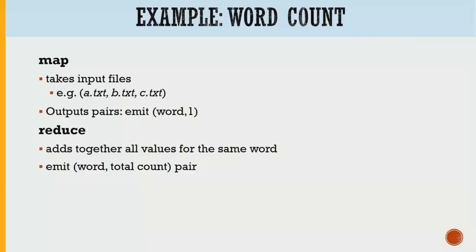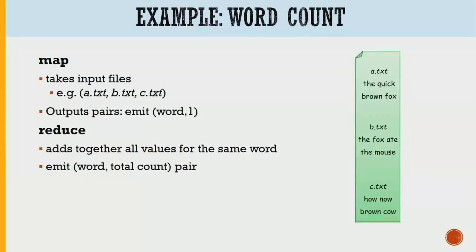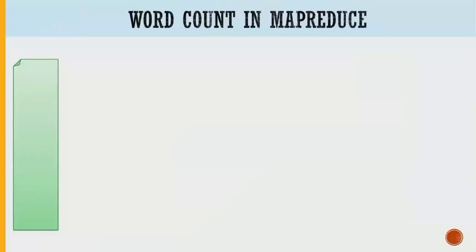So in this case, given this problem statement, the key actually is the word, so that I can iterate across all those files and say how many times that word appears. For example, these are the 3 files. The first file has the words the quick brown fox, the second has the fox and the mouse. It's random text, and now we want to count how many times the appears across the files, how many times brown appears, how many times fox appears. And we want to solve this using the MapReduce way of programming, and then I'll show you how it's done.